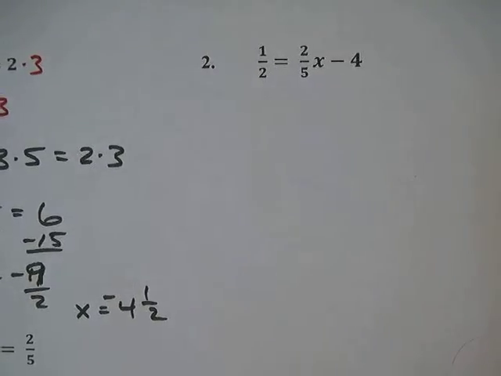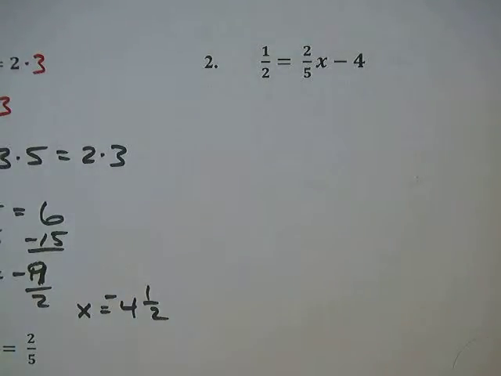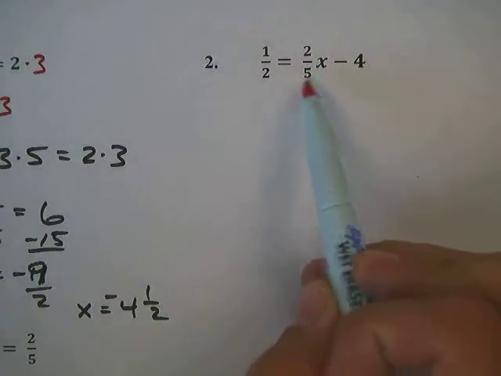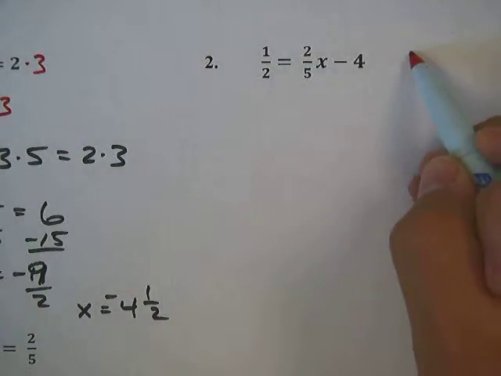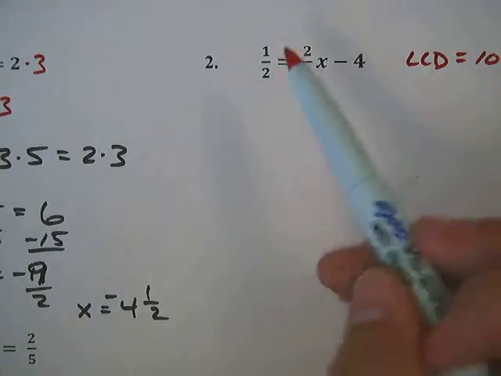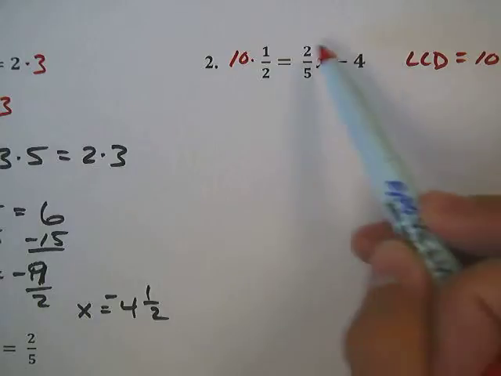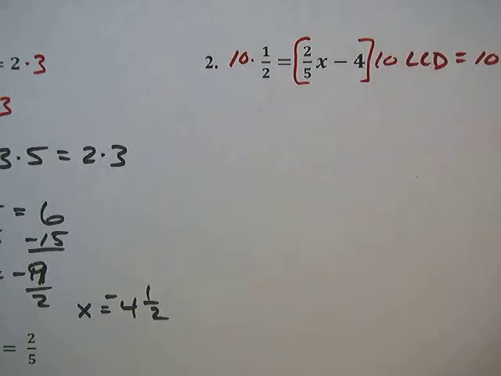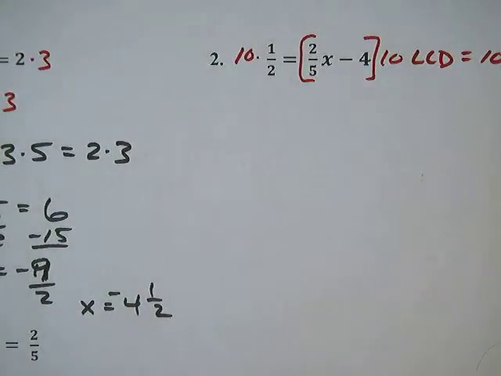Now, let's look at one where there's more than one fraction, like this one right here. As I look at this one, I see I have 1/2 and 2/5. So 2 and 5. The least common denominator, the LCD, between 2 and 5 is 10. So I'm going to multiply the left side by 10, and the entire right side by 10.